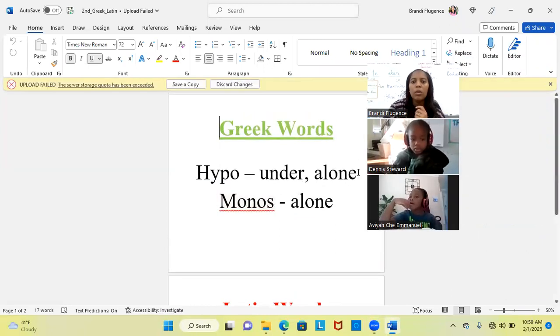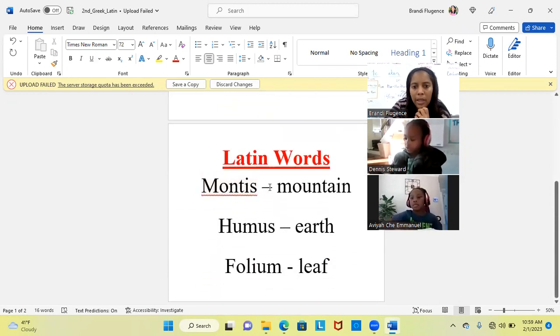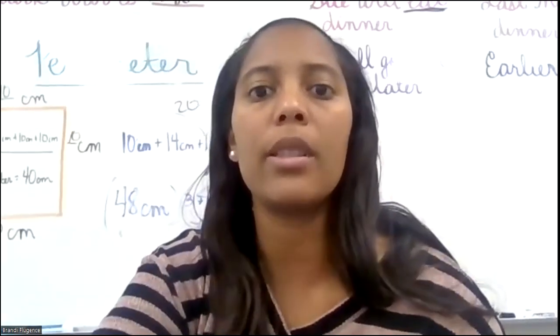Let's go ahead and look at your Greek and Latin. Greek word hypo. Hypo. It means under. Mono. Monos. Alone. Latin word montis. Montis means earth. Folium. Folium means leaf. All right, awesome.